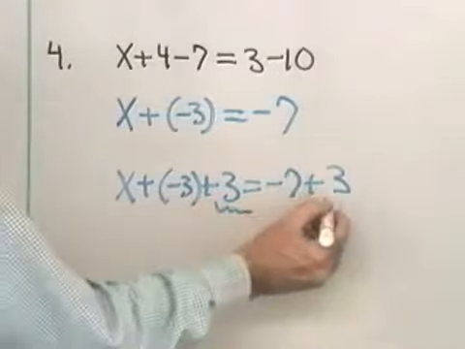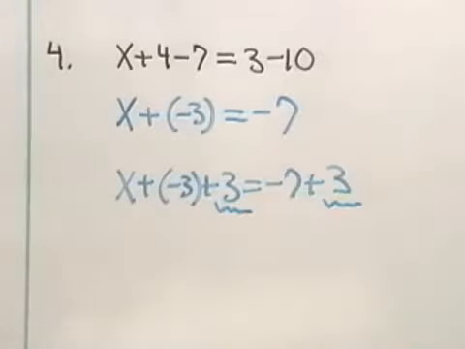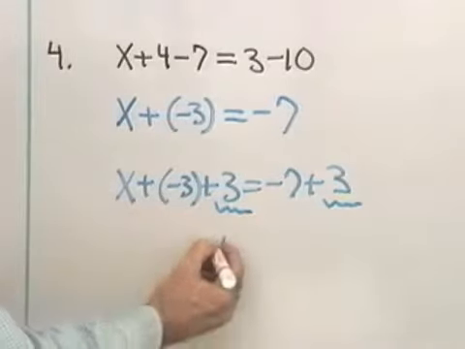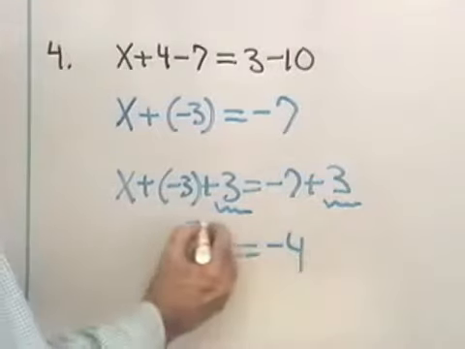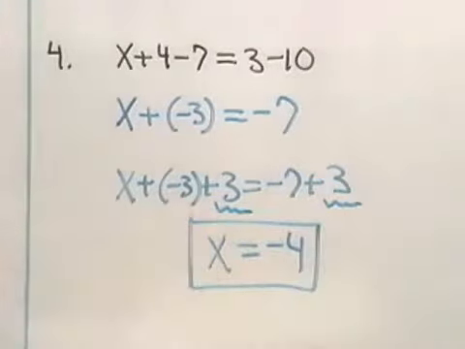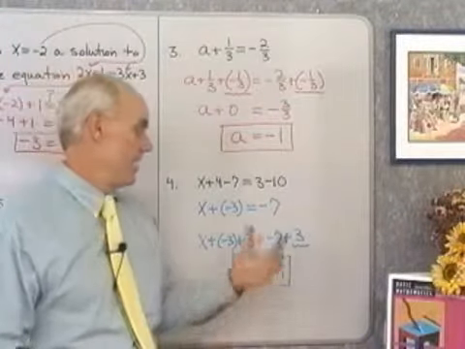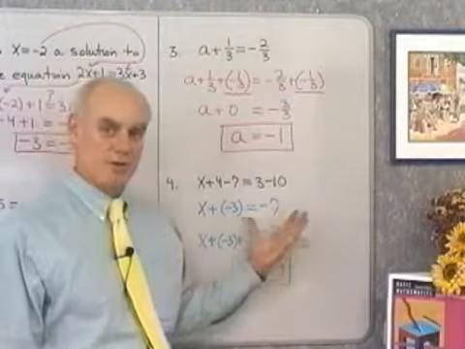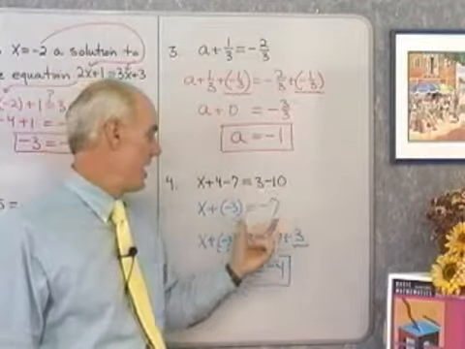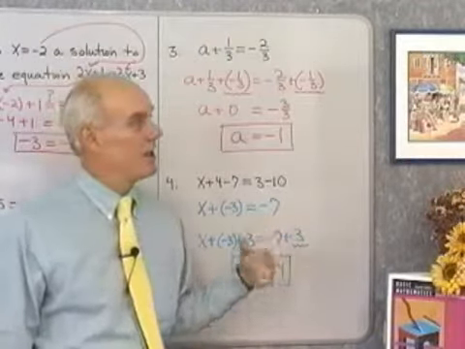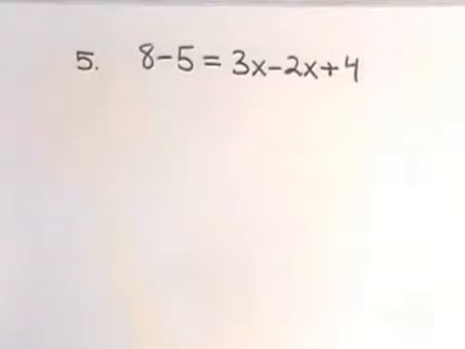So there's the 3 that I added to both sides of the equation. X plus 0 is x, and negative 7 plus 3 is negative 4. So I have a solution here, x equals negative 4, and the only difference between this equation and the ones I've solved before is that I had to simplify each side of the equation first, and then I used my addition property. Let's go now and look at one last equation.